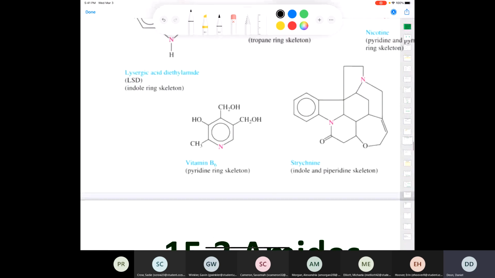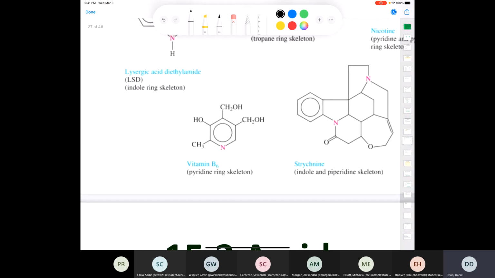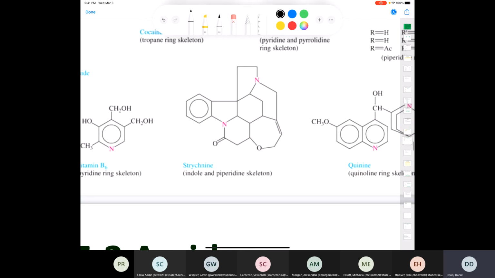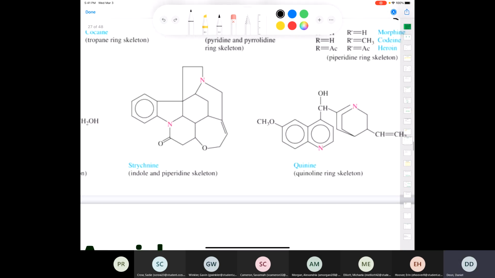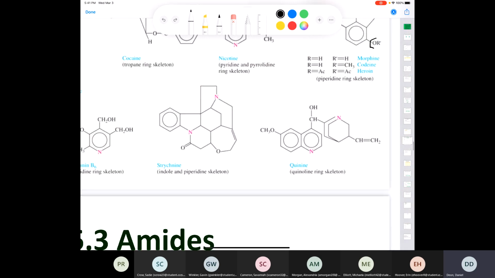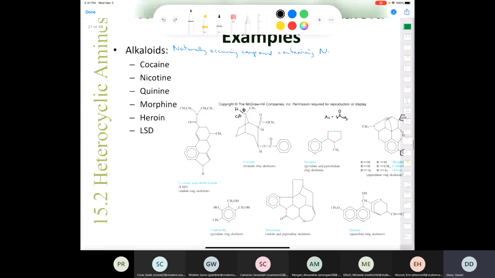What else do we have down here? We have vitamin B6, excuse me. We have strychnine. So strychnine is used as a poison sometimes. It also has a really interesting bridged structure here. You got a nitrogen here and here. And what's the last one? The last one is quinine or quinine, depending on the pronunciation of it. Anyhow, all right, so some interesting alkaloids.